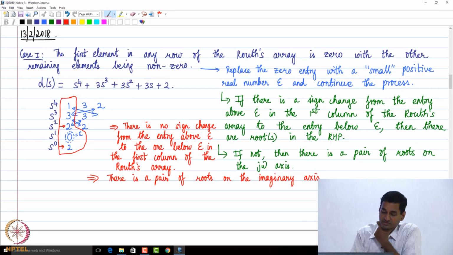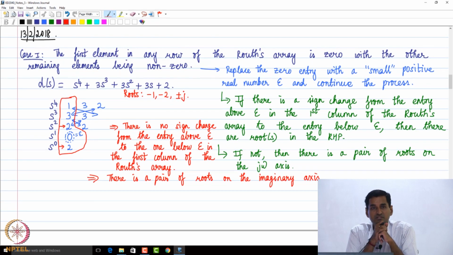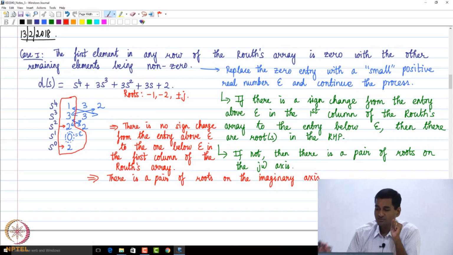It so turns out that if you calculate the roots of this polynomial, the roots are -1, -2 and plus or minus j. So those are the roots of this polynomial. Out of the 4 roots, there are 2 roots on the j omega axis, and the remaining 2 roots are in the left half plane. So without even solving for the polynomial's roots, we can get the distribution of roots, which is what we are interested in to begin with. So that's the first special case. I hope it's clear to everyone what we did.